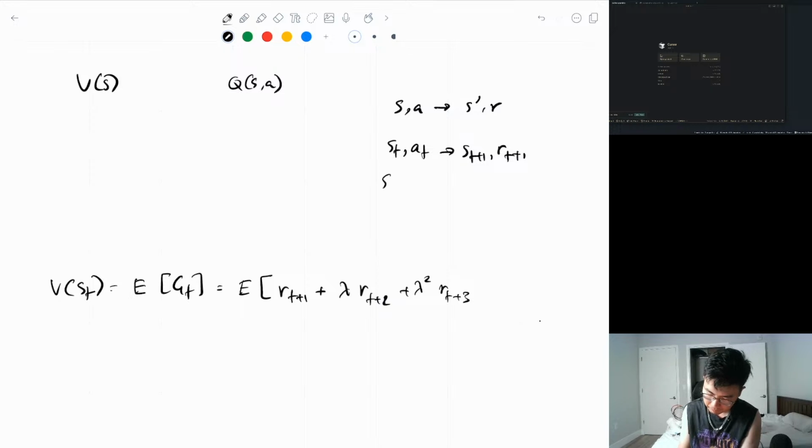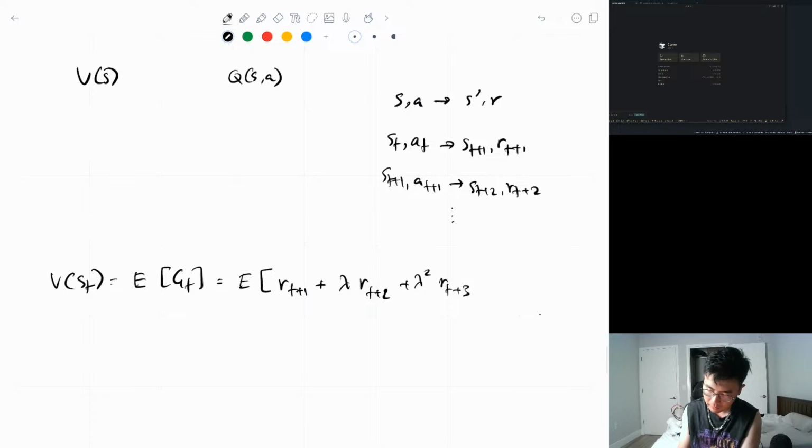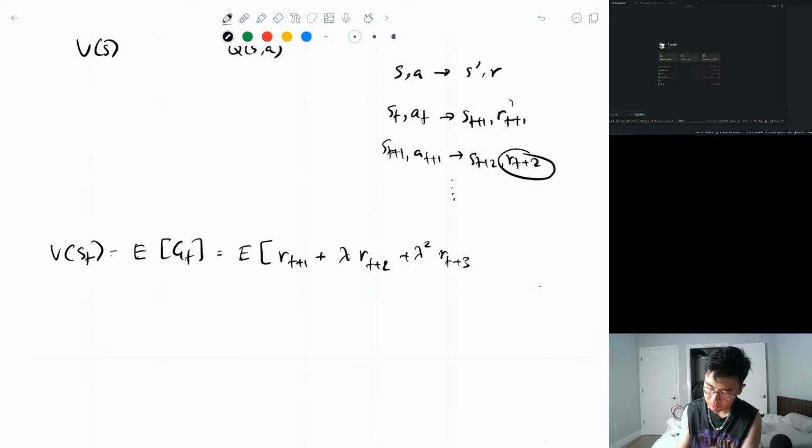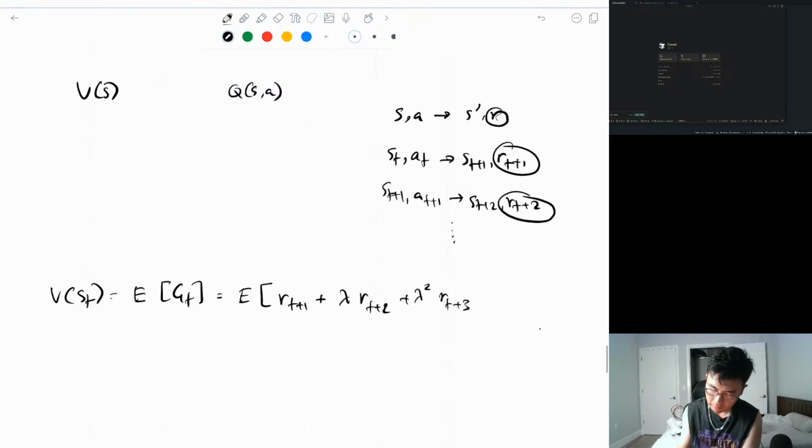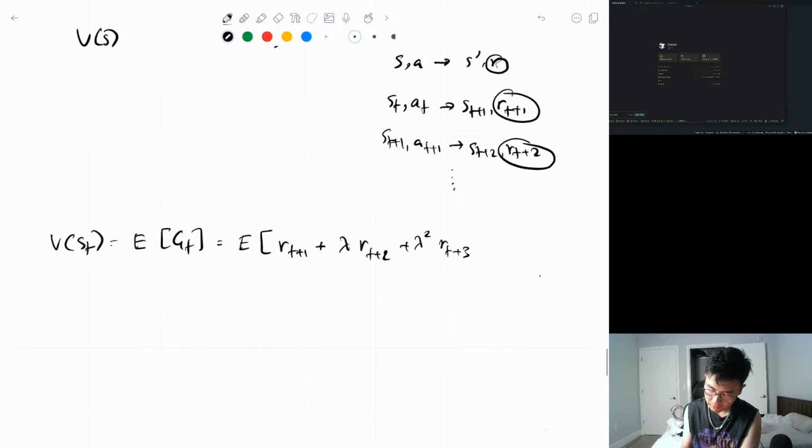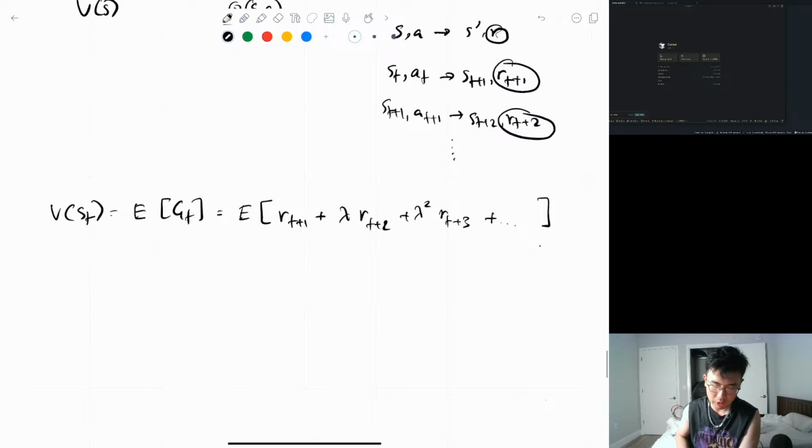We are at state t+1, and then we take a new action a_{t+1}, and we end up in s_{t+2}. If you take these rewards and sum them up using this discount factor until infinity, or until the end of the episode, that is essentially what this value function captures.